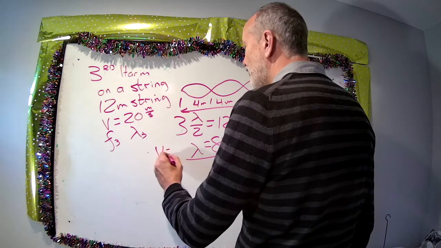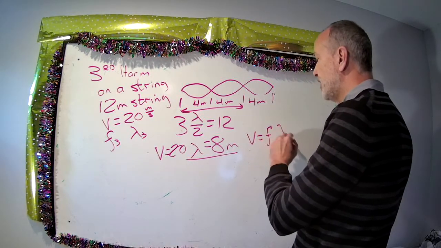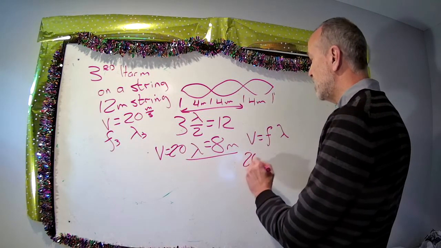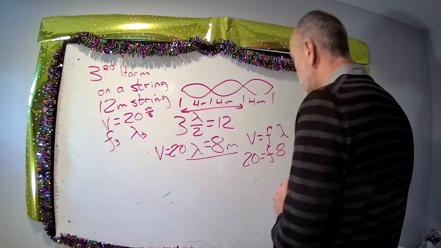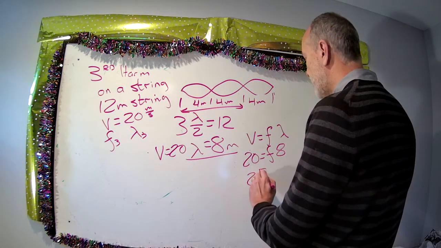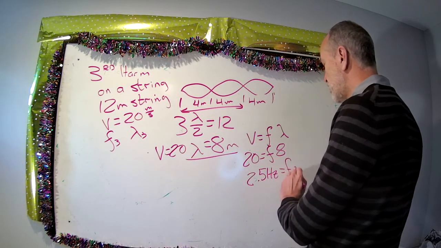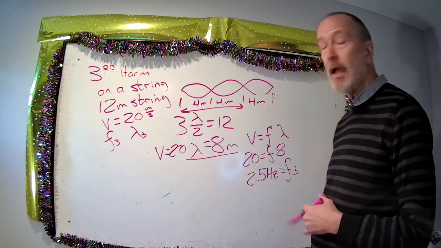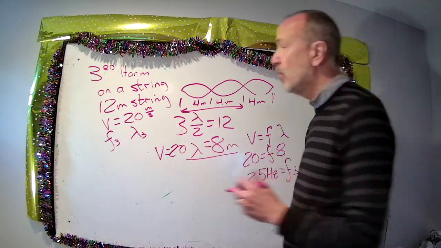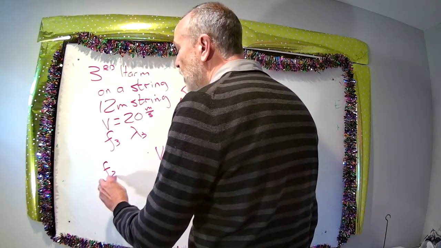V equals 20, lambda equals 8, V equals F lambda. So we have 20 equals F times 8. So we have 2.5 hertz as the third harmonic frequency. Now, let's do one other thing. What is the frequency of the 20th harmonic?